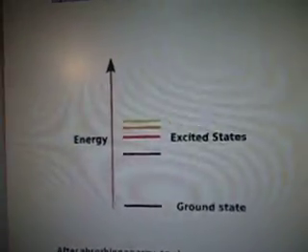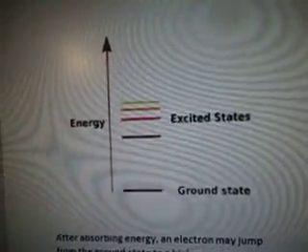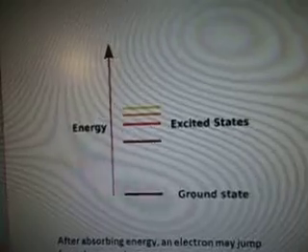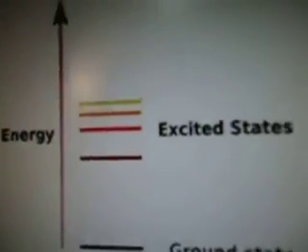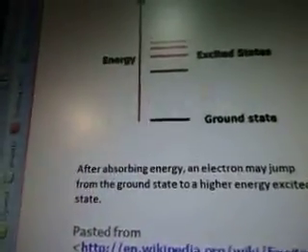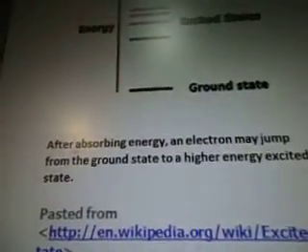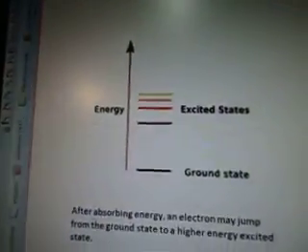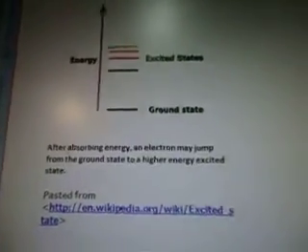So anyways, this is a graph of excited states. It shows the ground state, the energy going up to excited states, which means it's a higher level of energy. And those are the different states of energy that you can get. After absorbing energy, an electron may jump from the ground state to a higher energy excited state. So think of a basketball. Once you throw it down, it hits the ground, it bounces back up.